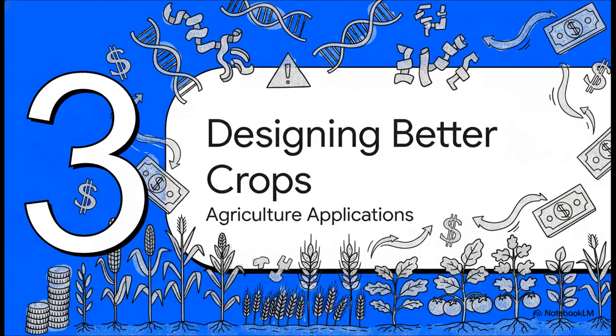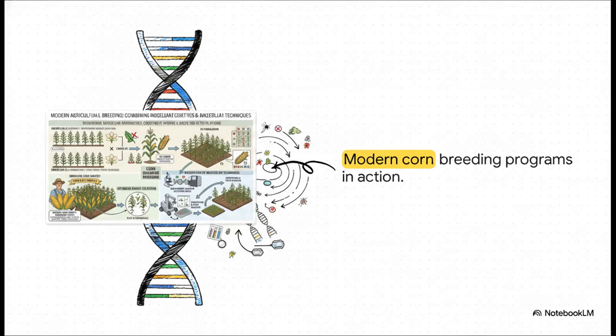Section 3. Designing better crops. All right, let's scale this whole thing up to our first huge real-world application, agriculture. Billions of dollars are riding on this exact genetic math. Notice how modern plant breeding combines traditional Mendelian approaches with cutting-edge molecular techniques. Breeders don't just want one good trait anymore. They want the whole shebang.